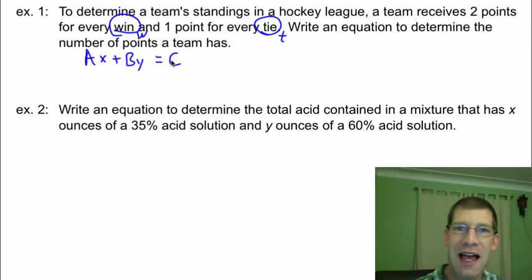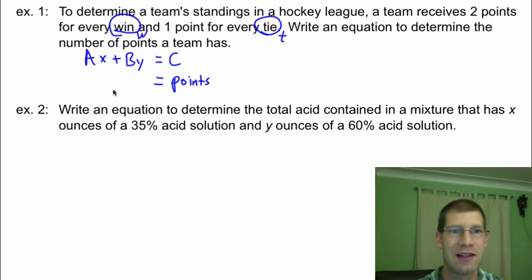If this was on the test, the phrase that would help you figure out this equation would be "write an equation to determine the number of points." I didn't phrase it as the total points, but that's the same sort of thing. So what C is going to be is the points. Or where are they in the standings? What's their rating in the standings?